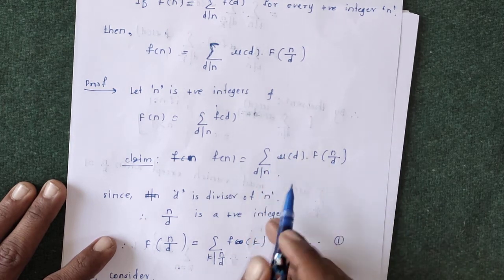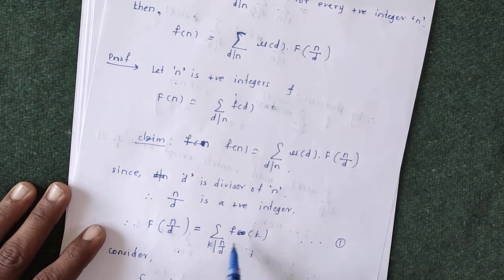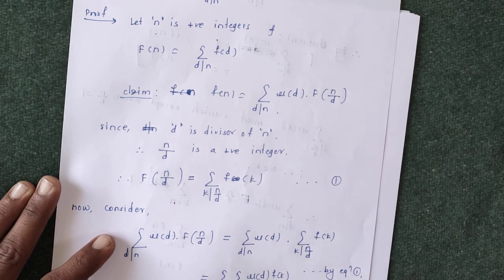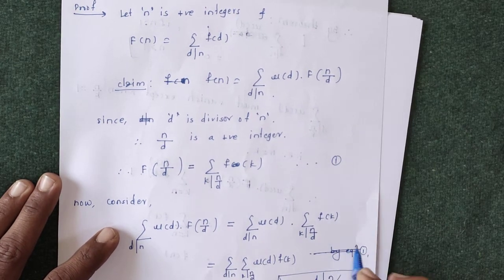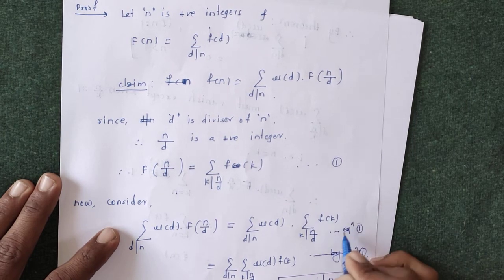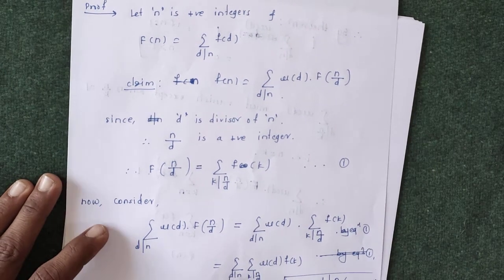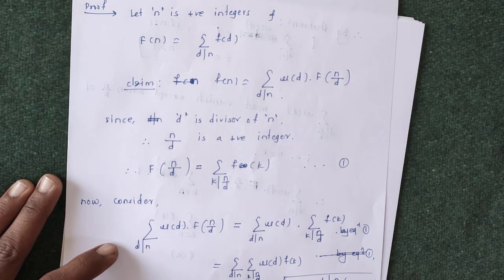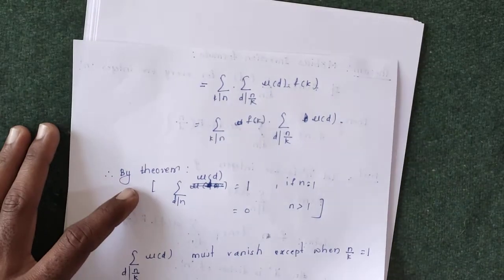So considering this right hand side and putting the value of capital F of n by d, we get summation of d divides n mu of d into summation of f of k where k divides n by d. So just taking summation common and rewriting this equation, the reason for this equation is equation 1. Now here d divides n and k divides n by d. So clearly k divides n and d divides n by k. Just rearranging this, instead of d divides n we can write k divides n, and instead of k divides n by d we can write d divides n by k, and this equation will become like this.